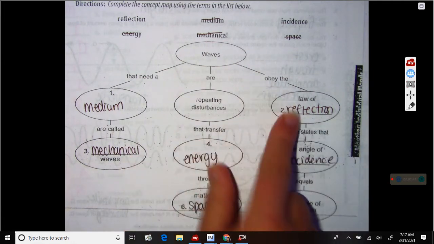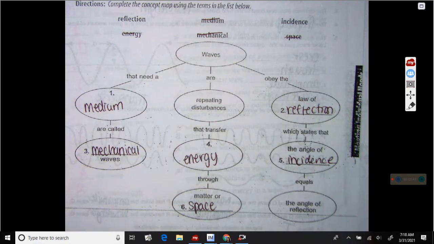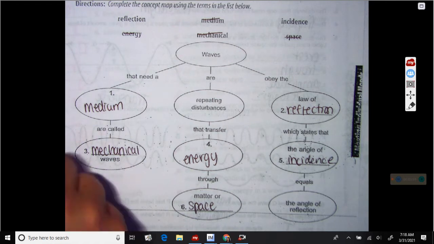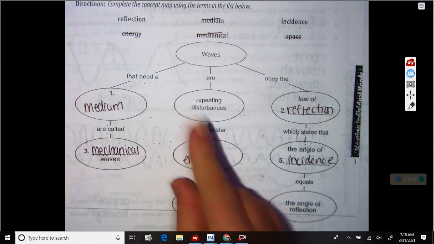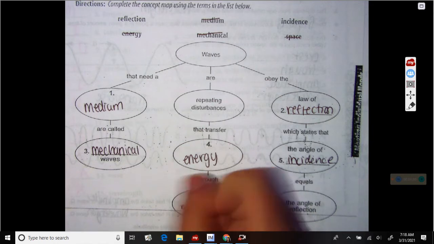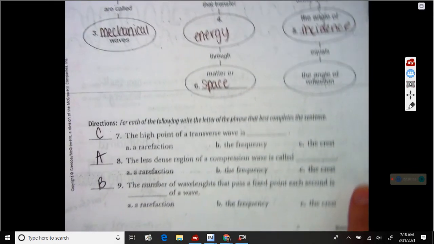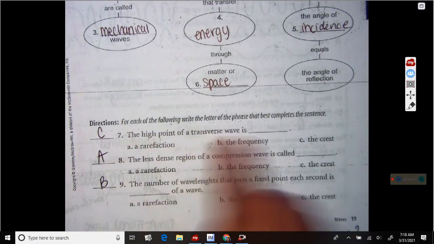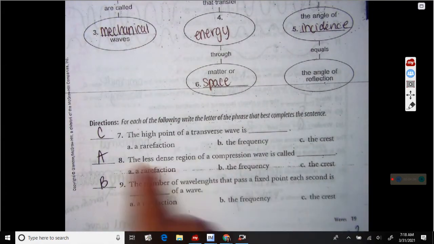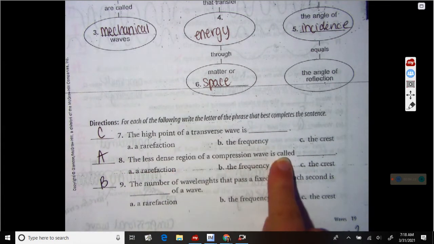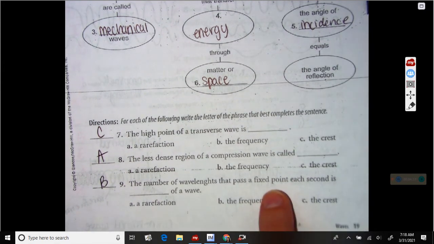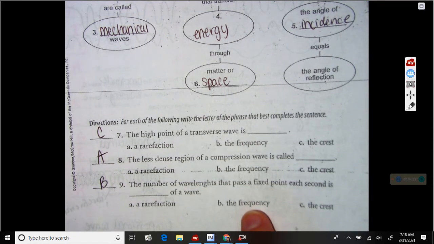Okay, and they obey what's called the law of reflection, which says that the angle of incidence is equal to the angle of reflection. What that means is the angle that the sound wave or the light wave hits a surface is going to be equal to the wave that comes up. They will not change their angles. All right, the highest point in a transverse wave, remember transverse goes up and down, is called a crest. The less dense region of a compression wave, that's where it's spread apart, is called a rarefaction. And the number of wavelengths that pass a fixed point each second is called the frequency.